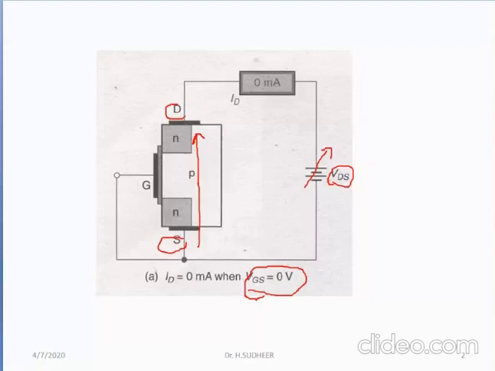The electrons coming out from the N channel are opposed by this P-type substrate. Since there is no initial channel created, even though you increase this VDS, there will be no flow of current from drain to source. Another thing is that the PN junction between drain and substrate will be reverse biased. You can see positive is connected to N and negative is connected to P. So this PN junction will be reverse biased and it will not allow the flow of current from drain to source.